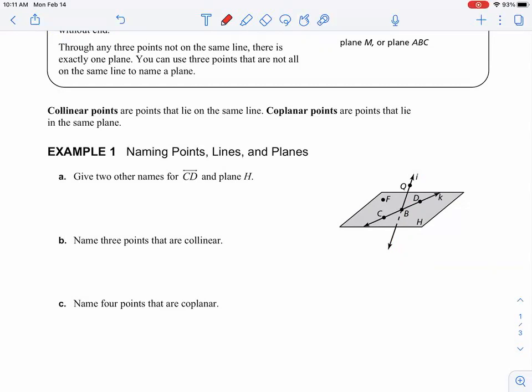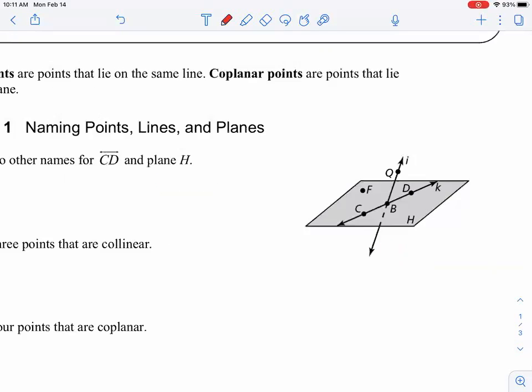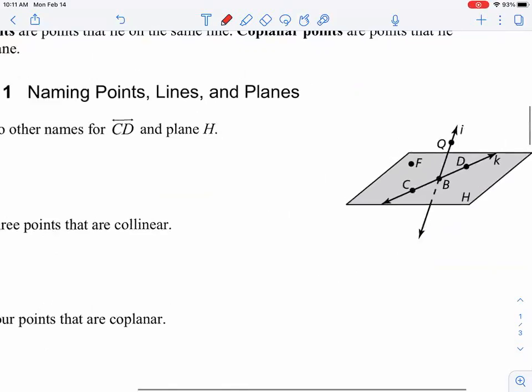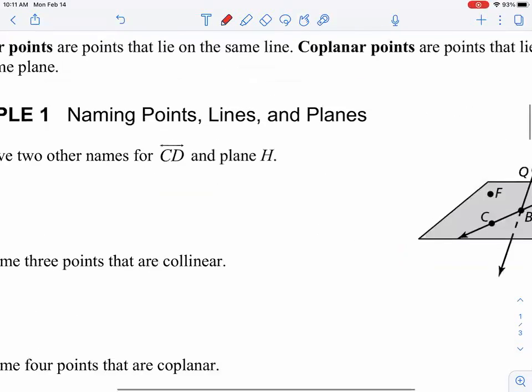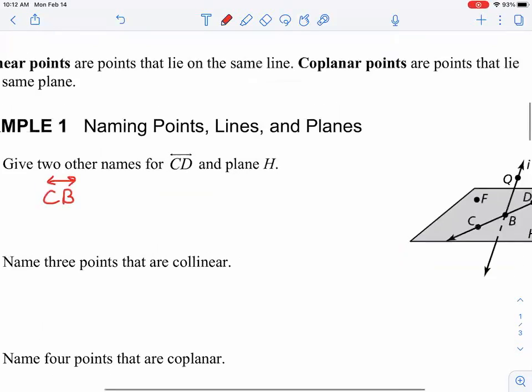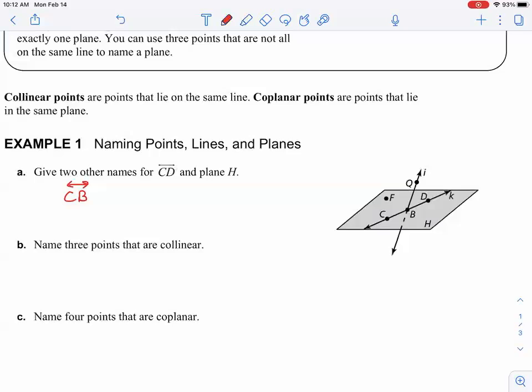So if we want to give 2 other names for line CD, here's line CD. I can use any 2 letters. So I could call that line CB. But remember, I have to put the line over it. So you should write that down, okay? So we could call it line CB, because CB and CD, because lines are infinite, they both mean the same thing. They're both talking about this shape here.